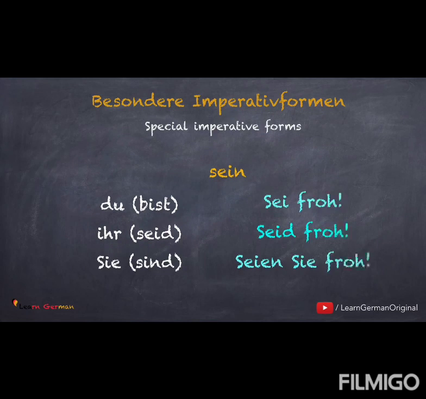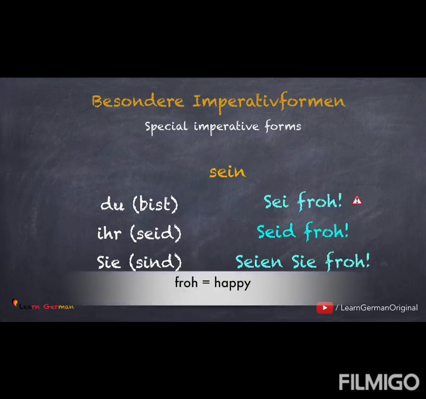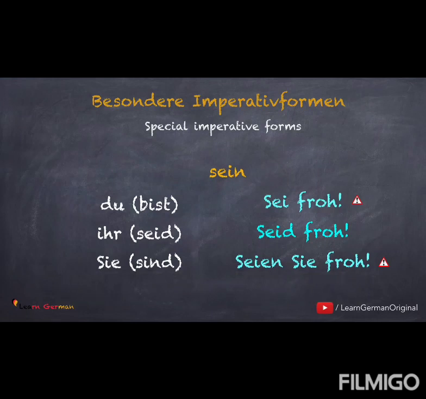Let's do the next verb, which is sein. In du form, you would say sei froh. For ihr form, you would say seid froh. For Sie form, you would say seien Sie froh. So for the verb sein, the du and the Sie forms in imperativ are special. Just learn them as it is.